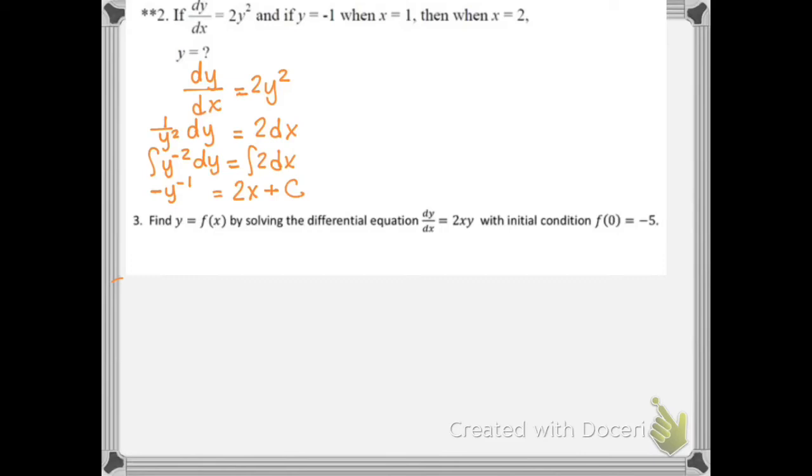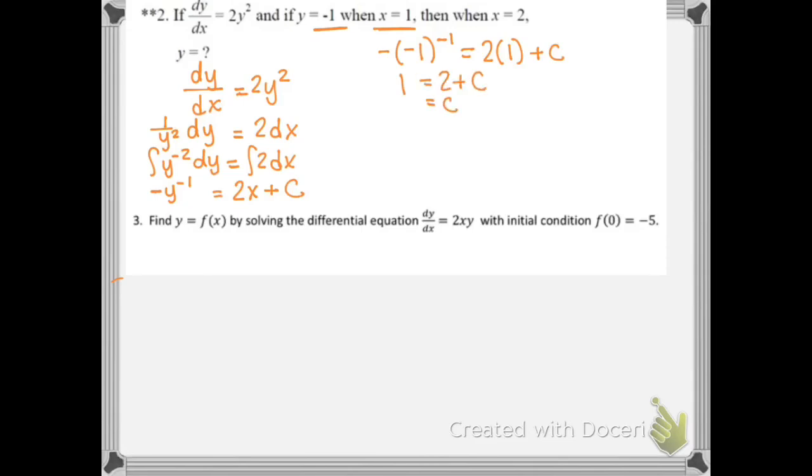Okay, we separated the variables. We integrated both sides. Now we're going to plug in. So this is the information we're plugging in to find c. So we're going to have negative 1 to the negative 1 power is equal to 2 times 1 plus c. Okay. Negative 1 to the negative 1 power, well, that just flips the number over, takes its reciprocal. The reciprocal of negative 1 is still negative 1, but multiplying by the negative in front, that turns it into a positive 1.